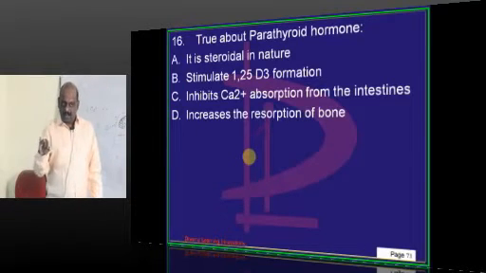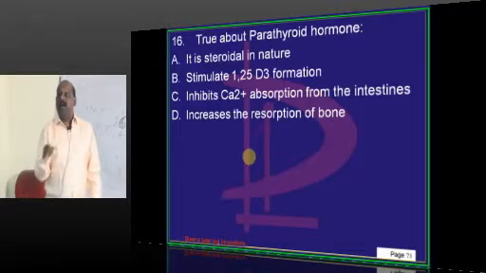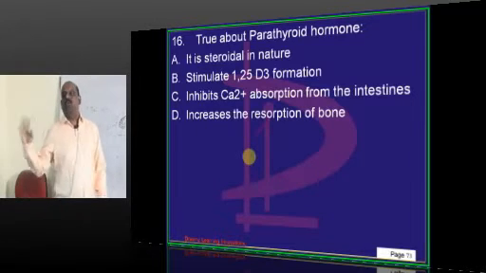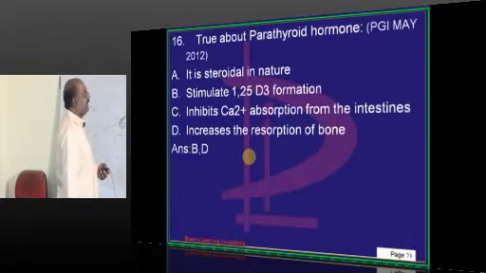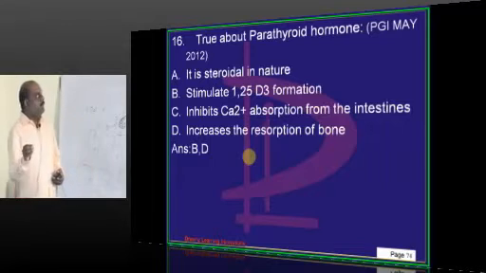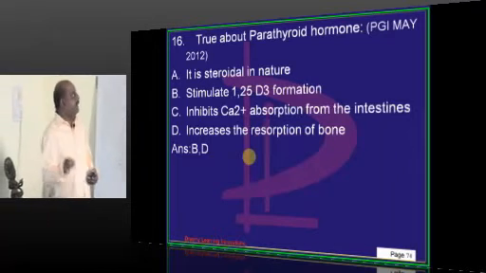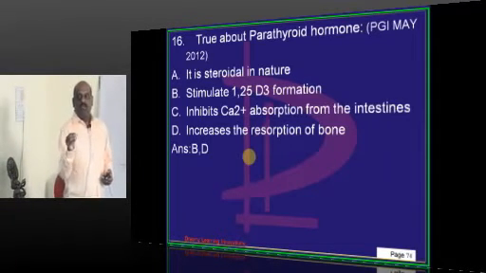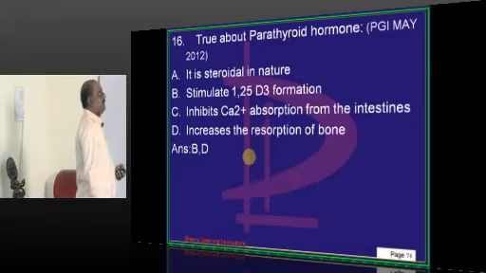Vitamin D, parathyroid, calcitonin. 100% you should be sure. You must bookmark and prepare for tomorrow's exam. The role of the parathyroid is to stimulate the 1,25 vitamin D formation. True.